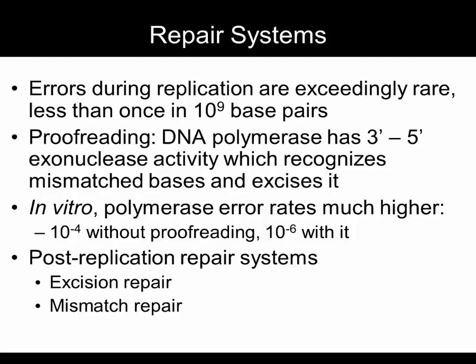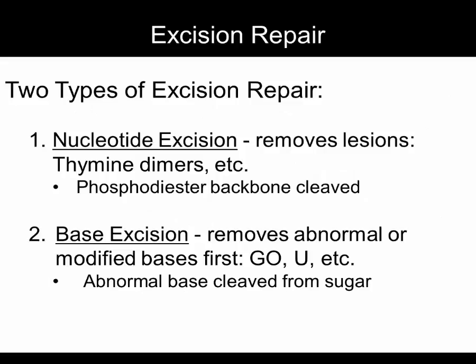Cells have many forms of post-replication repair systems, and we're going to focus in on two main classes: excision repair and mismatch repair. In class, we'll talk about how scientists were able to discover the genes involved in these processes. But for today, we'll just look at how they work. Excision repair can be divided into two types. In nucleotide excision repair, which deals with major lesions, the phosphodiester bonds are broken, and the full nucleotide, base, sugar, and phosphate, are removed. In base excision repair, which deals with more minor base modifications, the first step is simply detaching the abnormal base from the deoxyribose sugar.